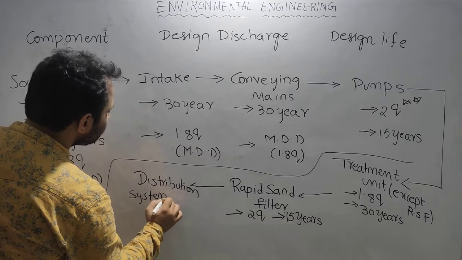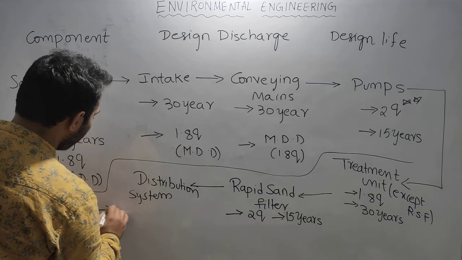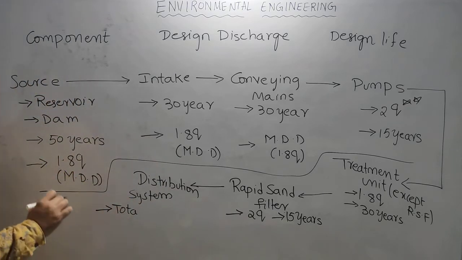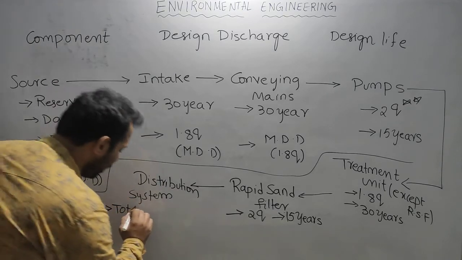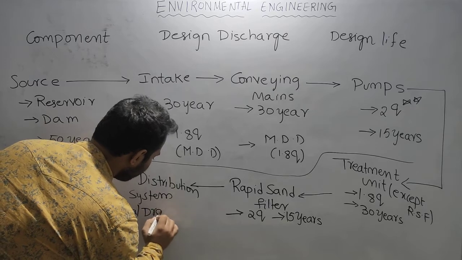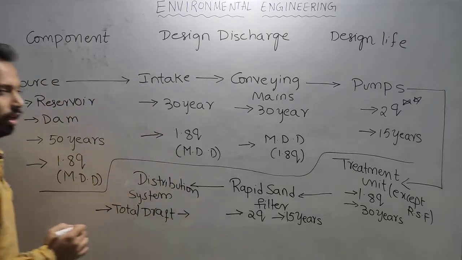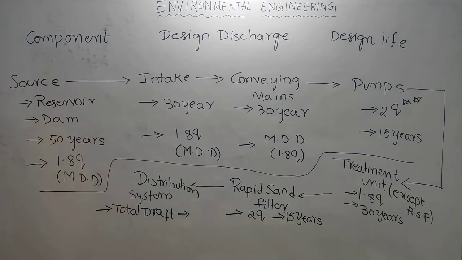So the distribution system is designed for what? Total demand. Not 1.8 Q, not maximum daily demand, and not 2 times the average daily demand. It is total demand or total draft. And the design life is also 30 years.